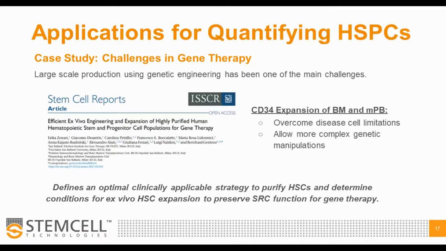And I really encourage you to look at this paper, because it also shows that when you're trying to expand cord blood or bone marrow CD34 cells, there's some pretty dramatic differences. Cord blood has a lot more proliferative potential, so it can be expanded, you get more cells, and you can do it for longer.